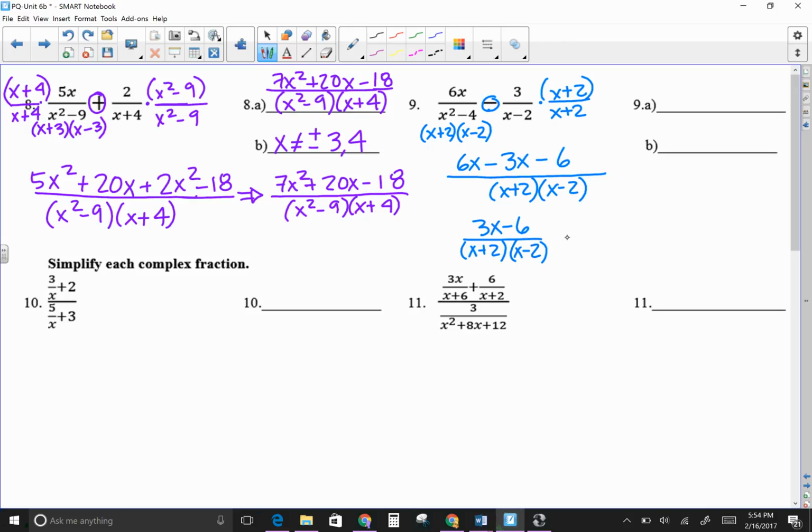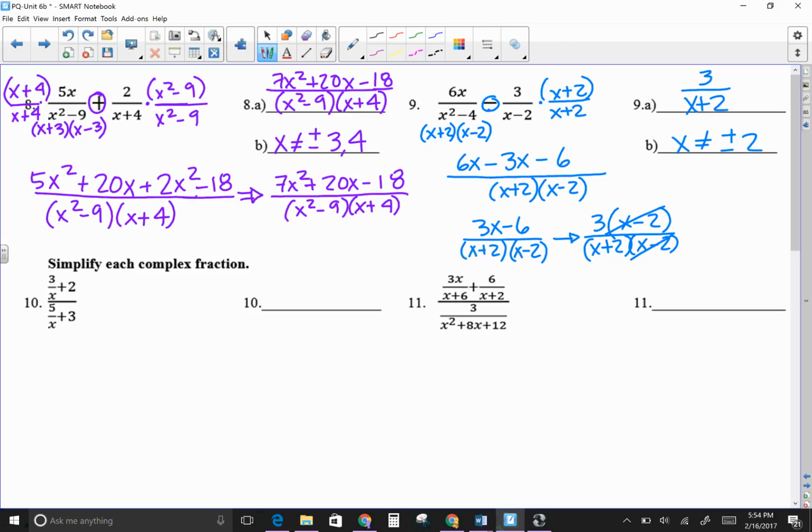Now, that factors. You do have to always think about that. It has a common 3, leaving me with x minus 2, and that is over x plus 2 times x minus 2. And this simplifies. So my answer is going to be 3 over x plus 2. And what can x not be? Plus or minus 2. That's the only thing that we have on the bottom.